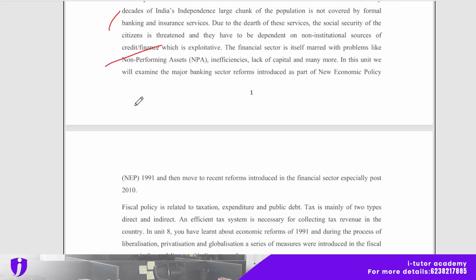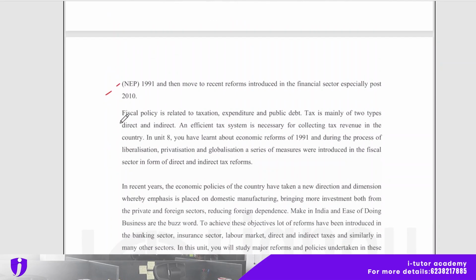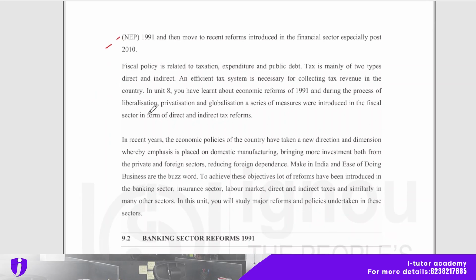In this unit, we will examine the major banking sector reform introduced as part of the new economic policy in 1991. We already discussed it in the last chapter, and then move to recent reform introduced in the financial sector, especially post 2010. Fiscal policy is related to taxation, expenditure and public debt. Tax is mainly of two types, direct and indirect. An efficient tax system is necessary for collecting tax revenue in the country.